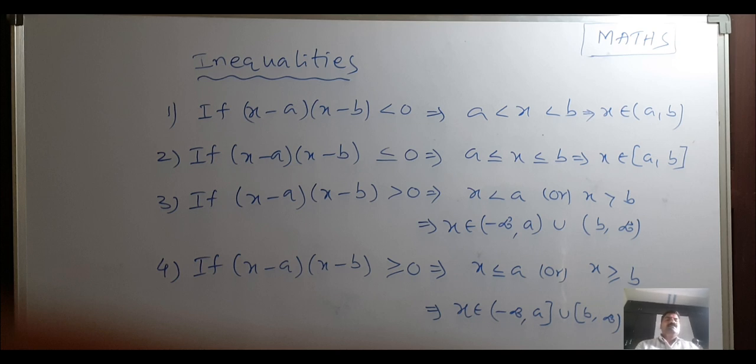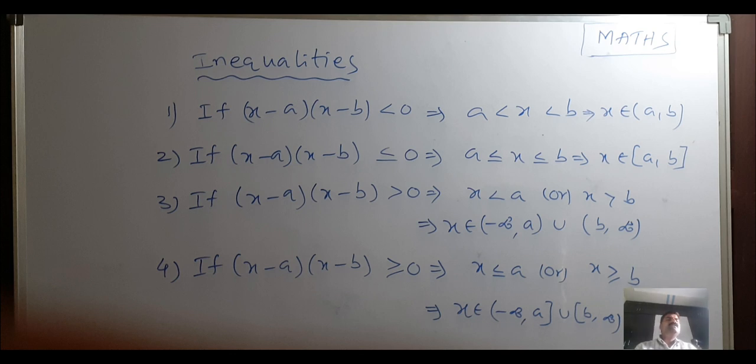Next, the same inequality above, this time taking along the equals to. If x minus a into x minus b greater than or equals to 0, it is the same as above, but because of the equal to, here we include a and b also. Hence x is less than or equals to a, or x greater than or equals to b. The same thing we can write as x belongs to open interval minus infinity comma a closed union b comma infinity, especially the first and third one.